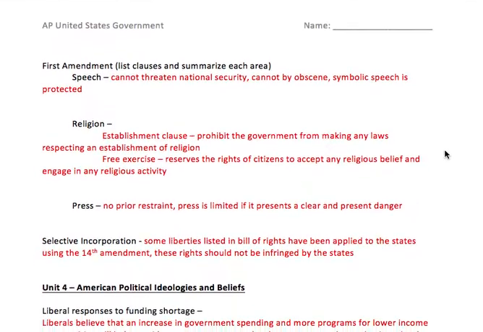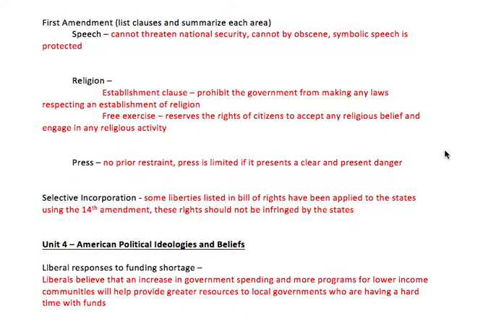So looking at the First Amendment then, we have the idea of speech. Speech cannot threaten national security or be obscene. A lot of symbolic speech is protected, like burning the flag. And you have freedom of religion. They have the Establishment Clause, which prohibits government from making any laws respecting religion, and the exercise clause cannot prohibit you from engaging in any religious activity.